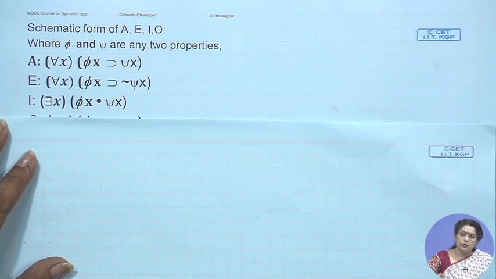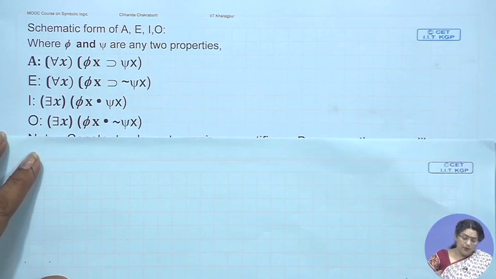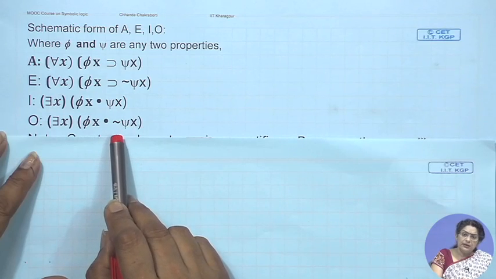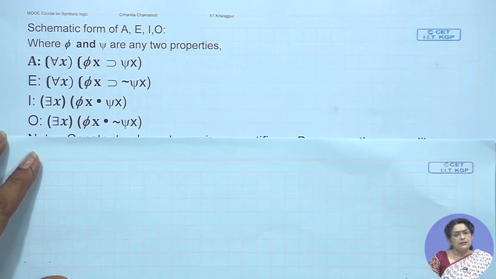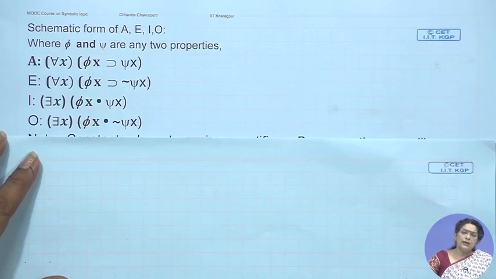and with a dot, it is a conjunction, and O is going to look like this, where there is going to be a tilde or a negation sign at the last conjunct. Okay. This is the schematic representation of all A, E, I, O propositions in our first order predicate logic. Right.